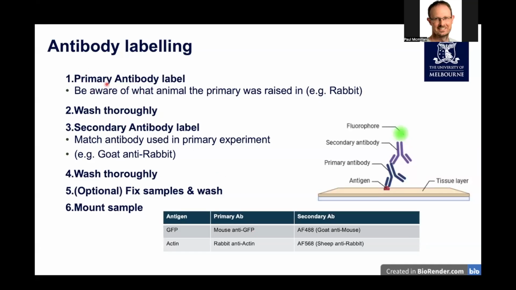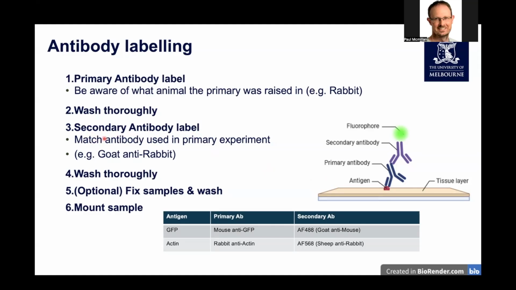So this goes on after we've done the blocking step, and is incubated for a period of time. We want to go through multiple washes there. Again, we want to wash off any non-specific binding. We only want those antibodies still attached to the protein that we're interested in. After that, we can go in with the secondary antibody label.